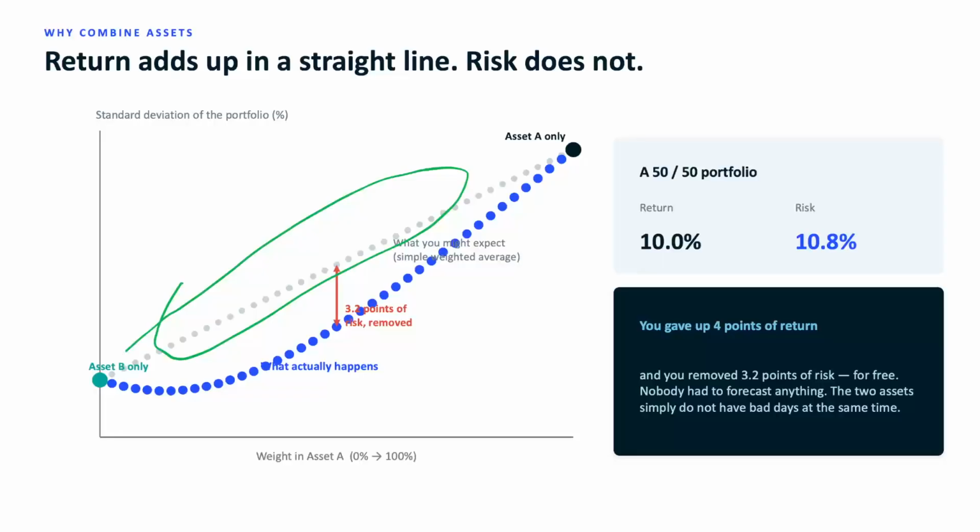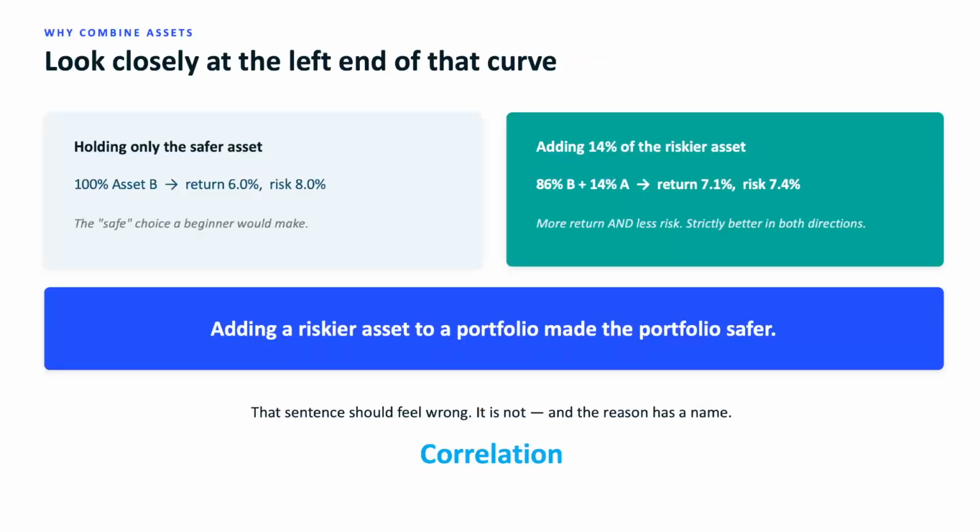Now, look at the left end. Look closer at the left-hand end of that curve because something genuinely strange is happening there. You start with 100% in asset A, the bond fund, the safe choice, 6% return, 8% risk. This is what a cautious beginner does.